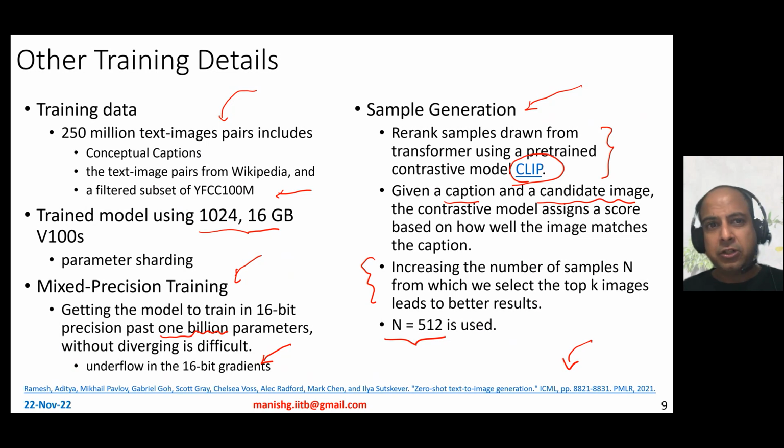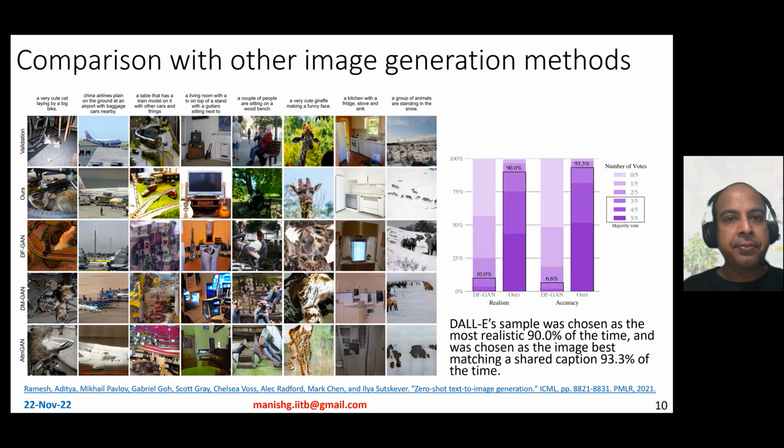They saw that up to 32, there is a very clear trend that re-ranking helps, but after 32 the gains are marginal. Yeah, but still they rely on 512 different images.